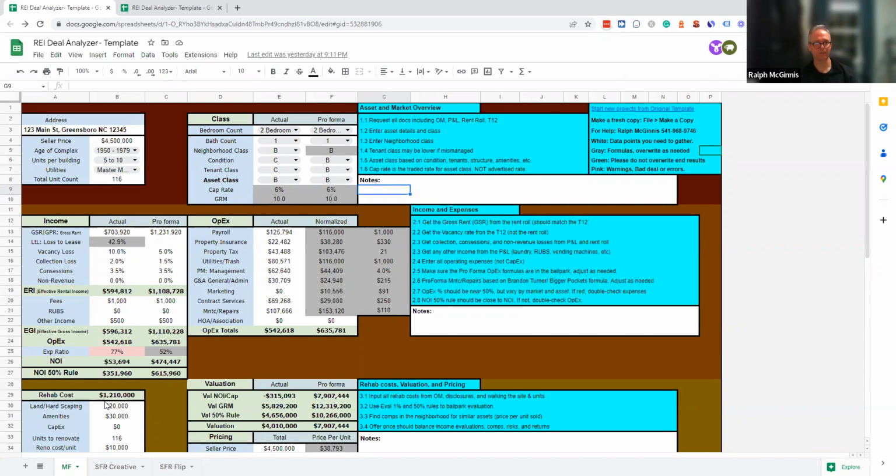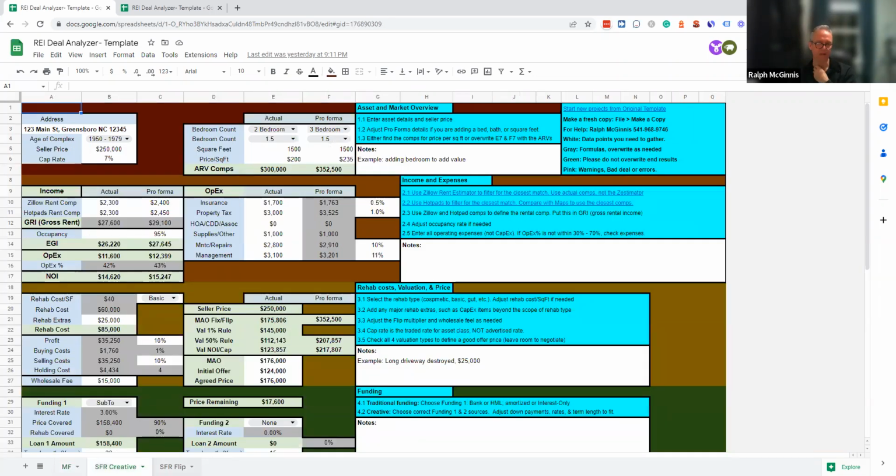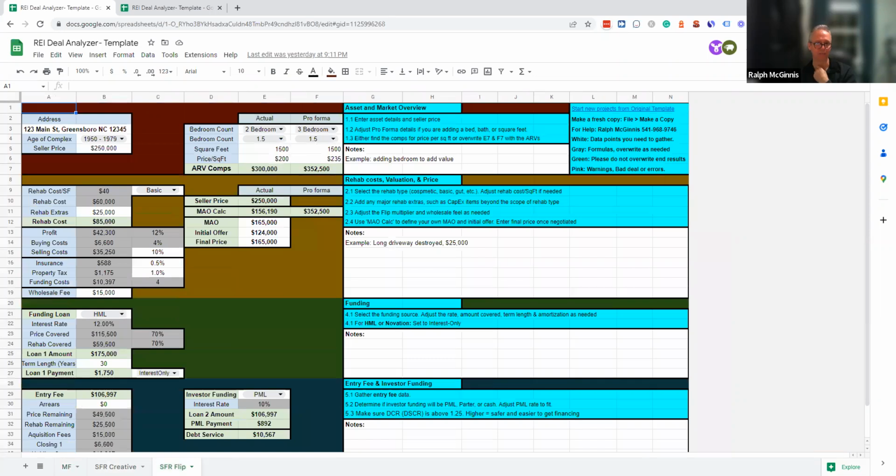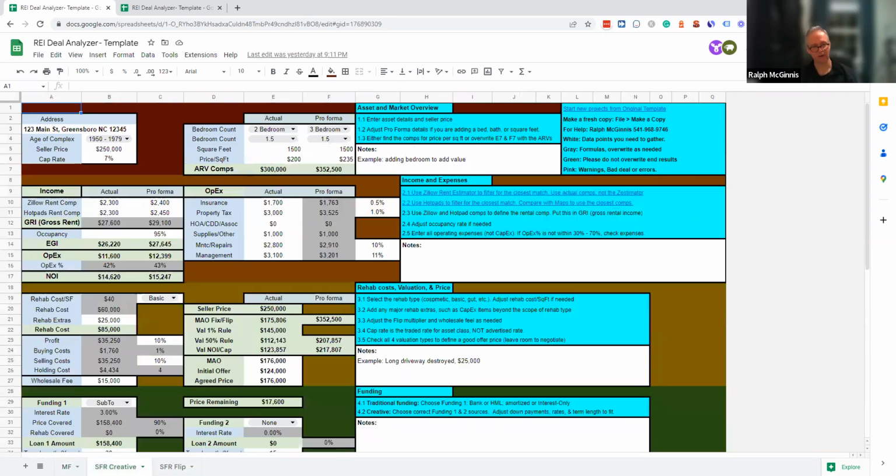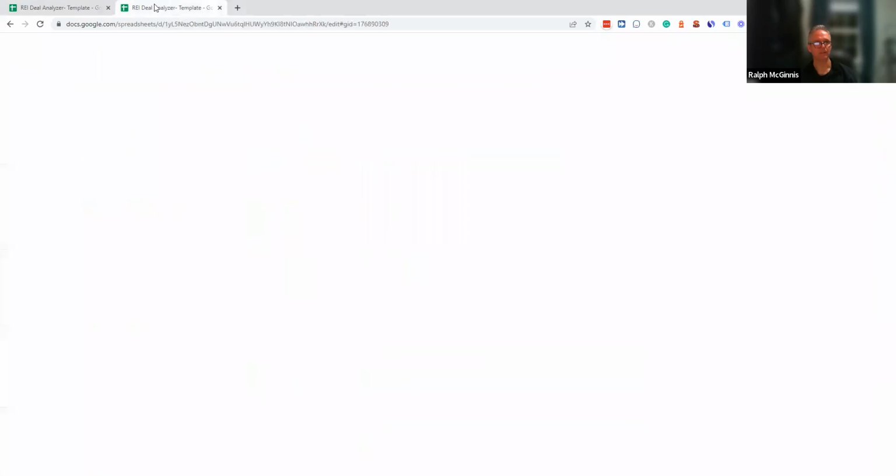So this is primarily a multi-family deal analyzer. I do have tabs in here for a single family creative and a single family flip. However, these I found are, I'm redoing them. To the single families, I'm redoing them to make them more intuitive, not so complex. I'll show you right now where I'm at on that. So very shortly, I'll have that one done and available for whoever wants to use it. Oh, it's right here.